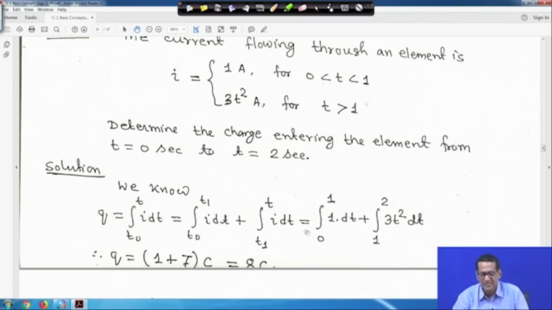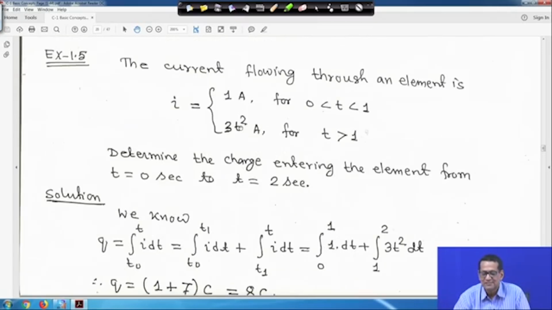So, this can be written as 0 to 1, I is equal to 1 into dt, because this is given 1 ampere. So, in the interval 0 to 1, I is equal to 1 ampere. So, that is why it is 1 into dt plus, when t is greater than 1, it is 3t square A.